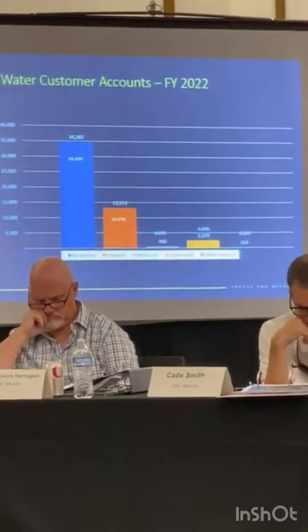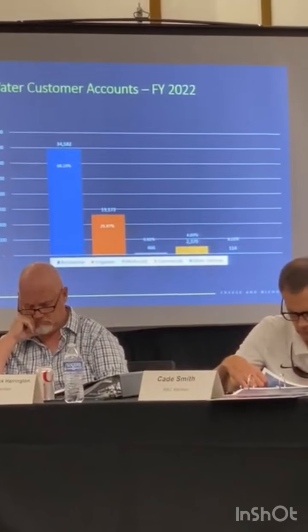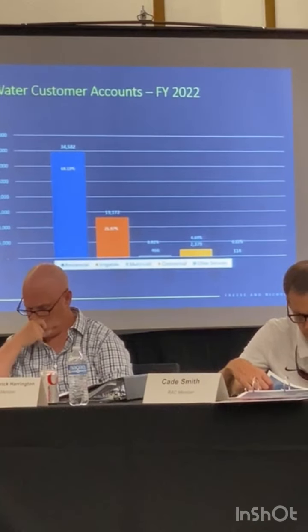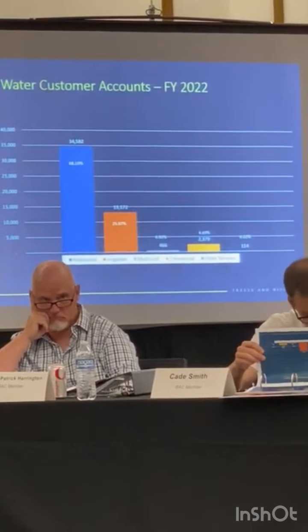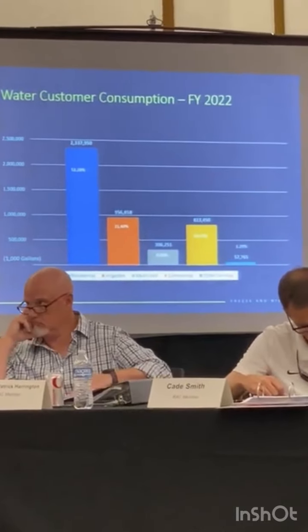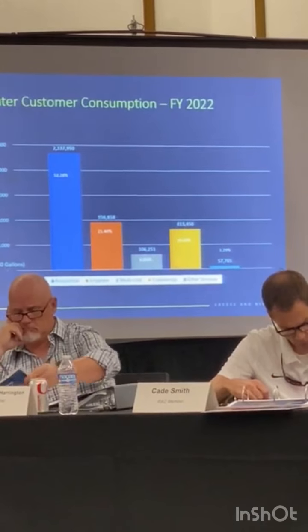Here, we've laid out to give you an idea the number of customers, the consumption, what they use, and then the revenue they produce, to give you an idea of what this means. And you see here we've got residential, irrigation, your multi-use commercial, and then other services. By far, from a customer account, your residential carries the load as far as number of customers on your system. Not surprisingly, they use most of it. So it just falls right in place there.